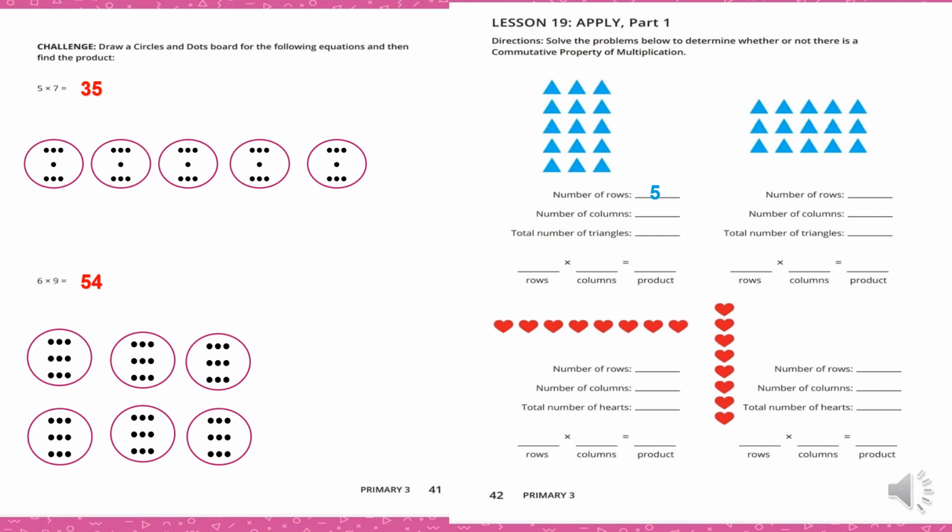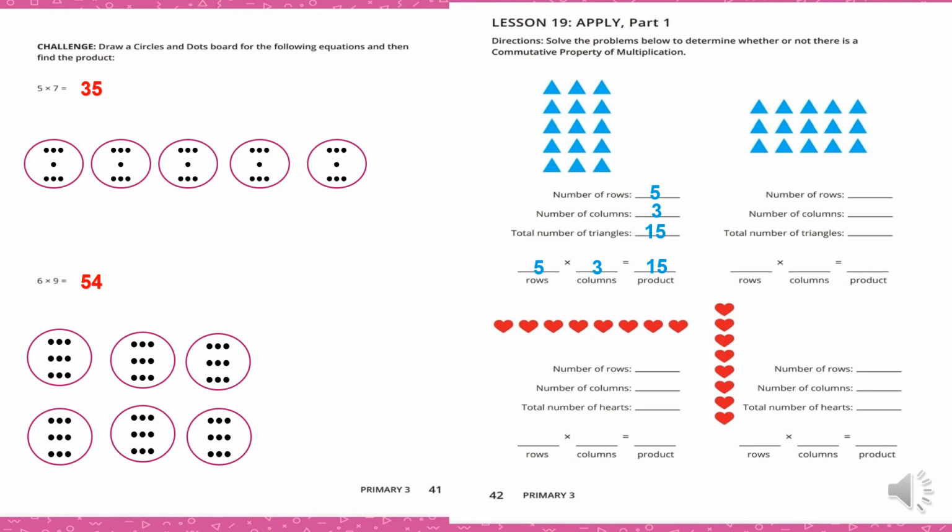What is the number of columns? How many columns do we have? 3 columns. If I want to find the total, I can multiply rows times columns. So, rows times columns equals 15. 5 times 3, 15. So, the total number of triangles is 15.